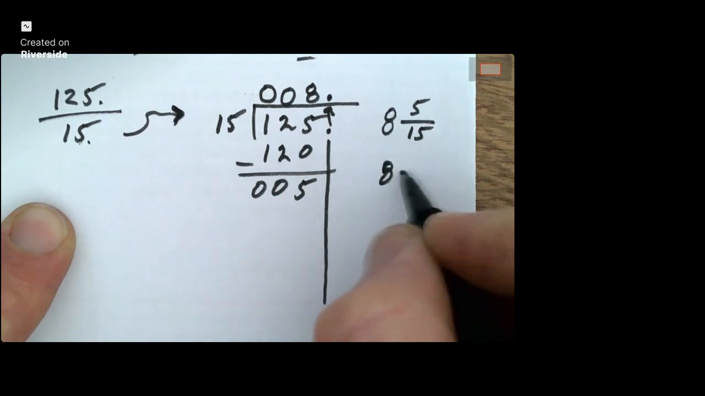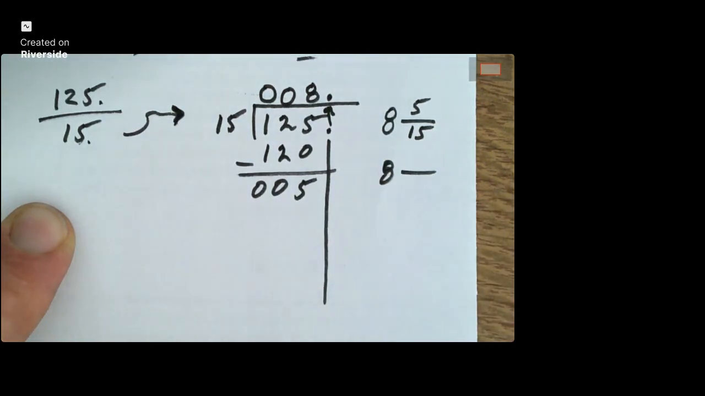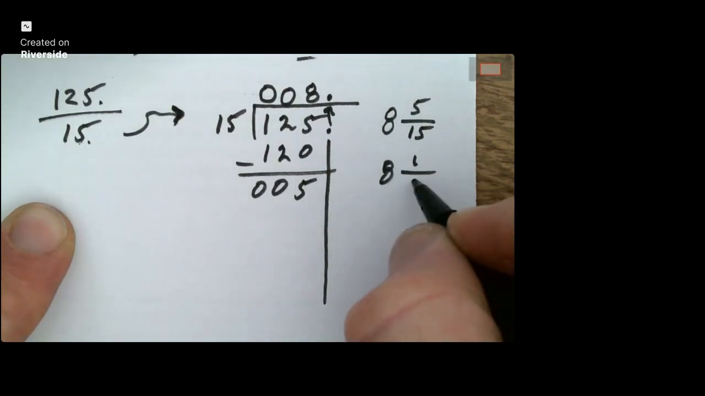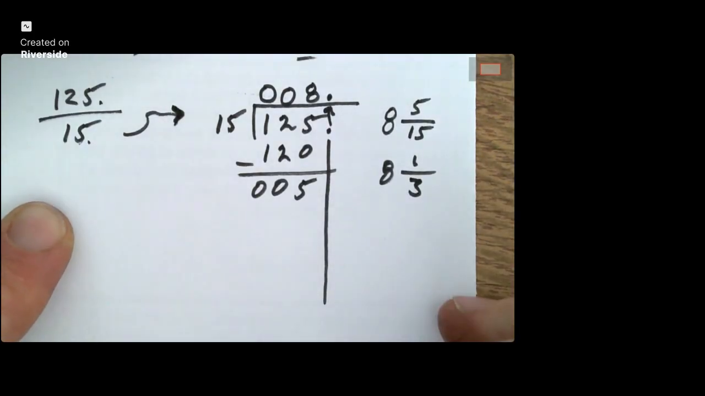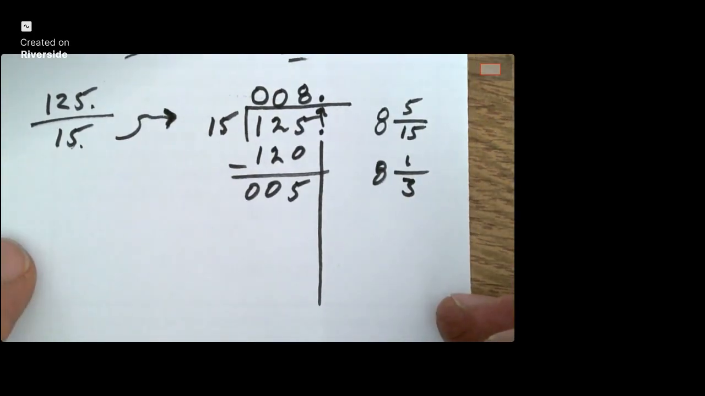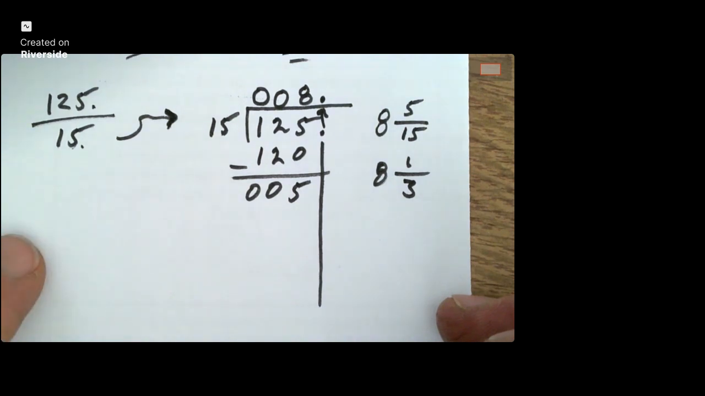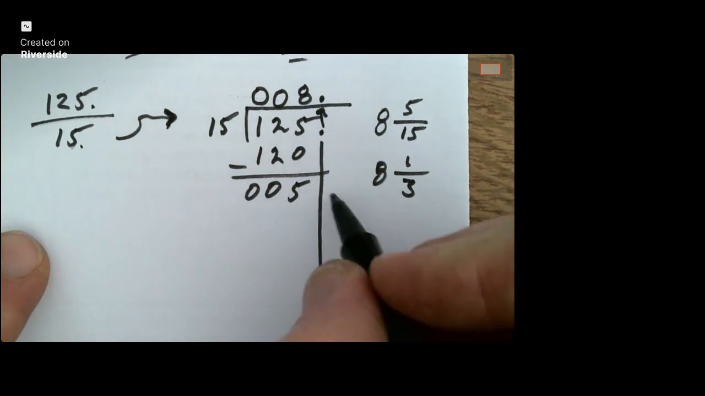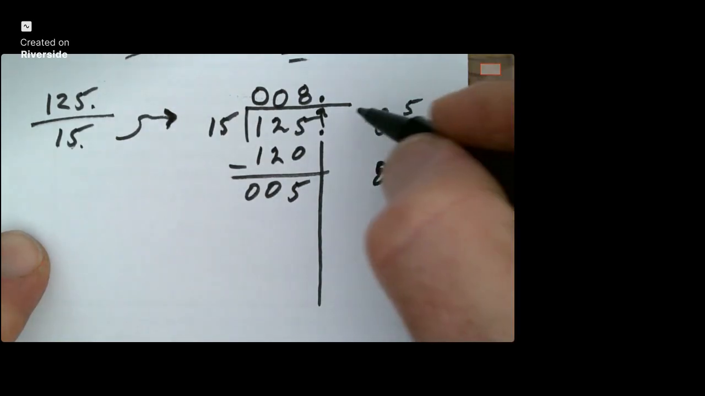Of course that would simplify. 8 and 5 over 15 would divide top and bottom by 5, which would give us 1/3. So 8 and 1/3 would be a good mixed number answer. But what if we wanted to keep going and find our decimal answer? Well, that's okay. That's when we work past our decimal wall.